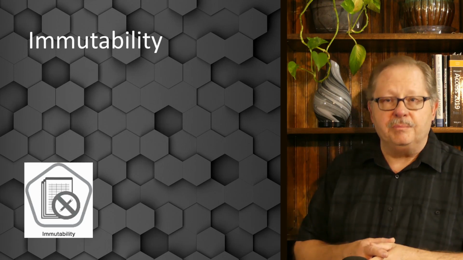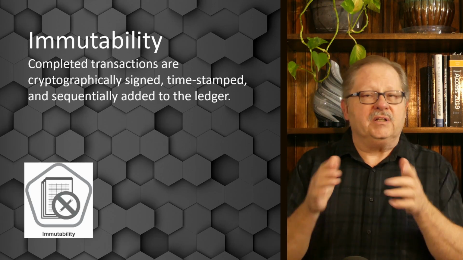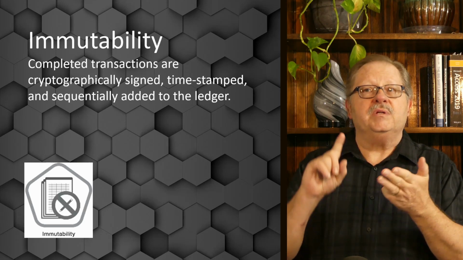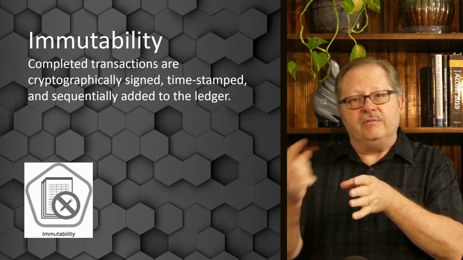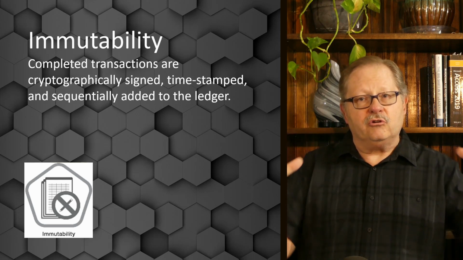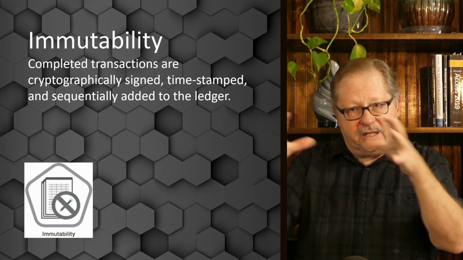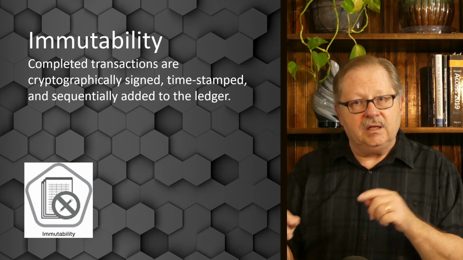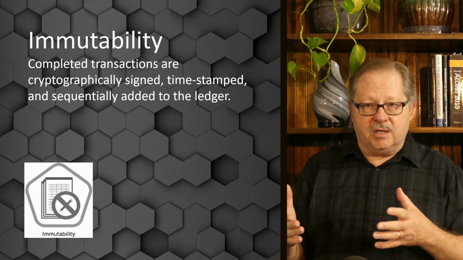The next is immutability. Now, what does that mean? Completed transactions are cryptographically signed, time-stamped, and sequentially added to the ledger. Each block then refers to its prior block, and all of that data is then encrypted. Once it has the address of the prior block and all the data in there, it gets encrypted as a block, and then the next block is assembled. That next block repeats the process.